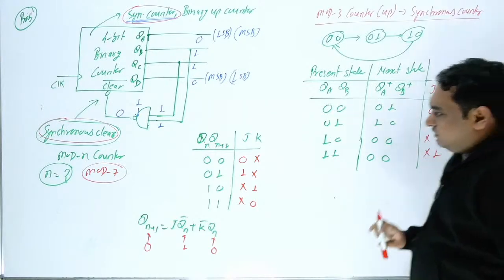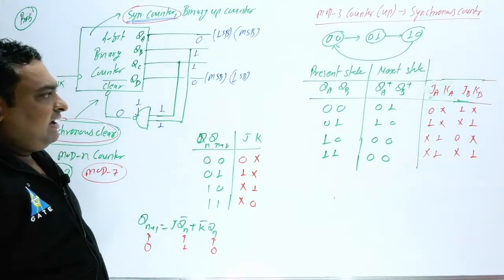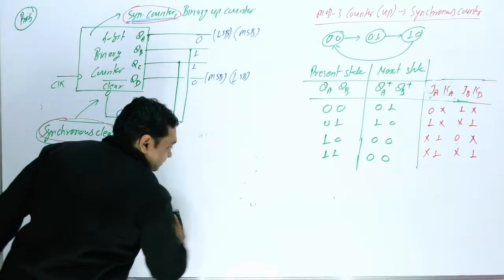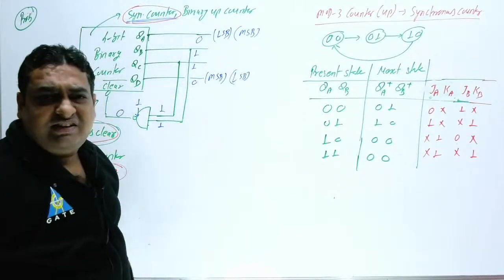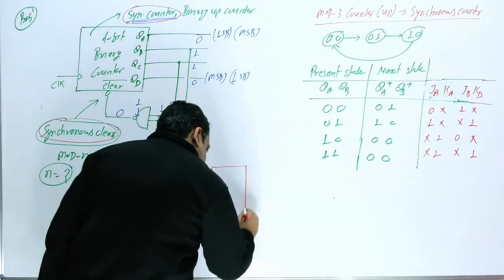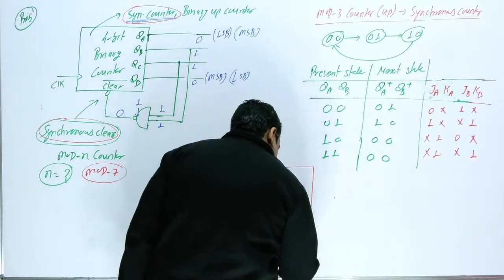So now you can find the values of JA, KA, JB and KB, and you can implement it. Just I am going to remove this now. Here two stages of flip flop are required. This is one flip flop and this is the second flip flop.